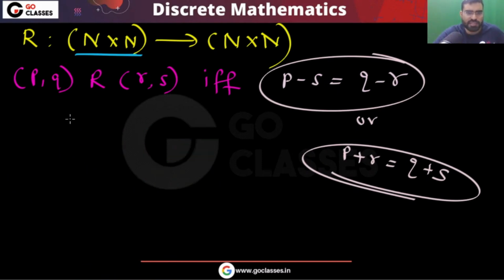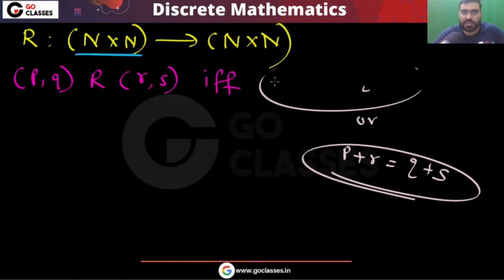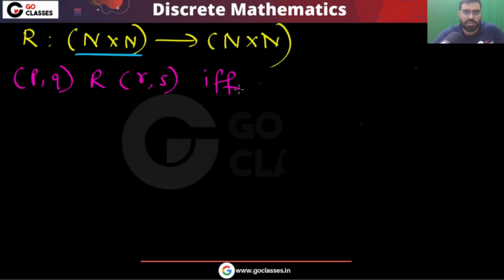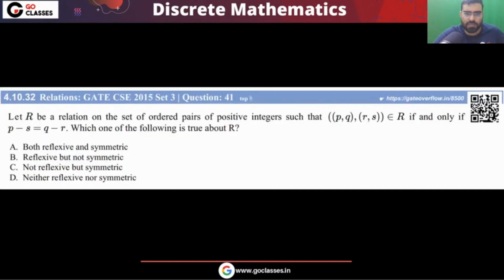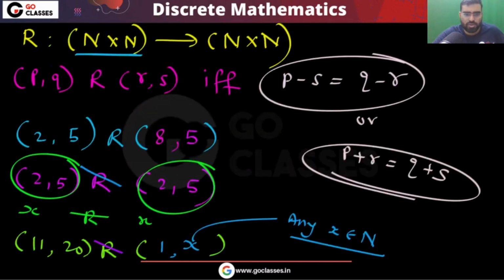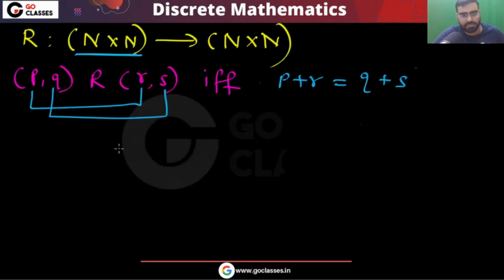So once you understand the question, now let's just remove it. Let's use this, that p plus r must be equal to q plus s. So p plus r must be equal to q plus s. We will use this one. So now using this, can you solve it? Now what about the reflexive property? Let's see one by one. What can you say about the reflexive property?